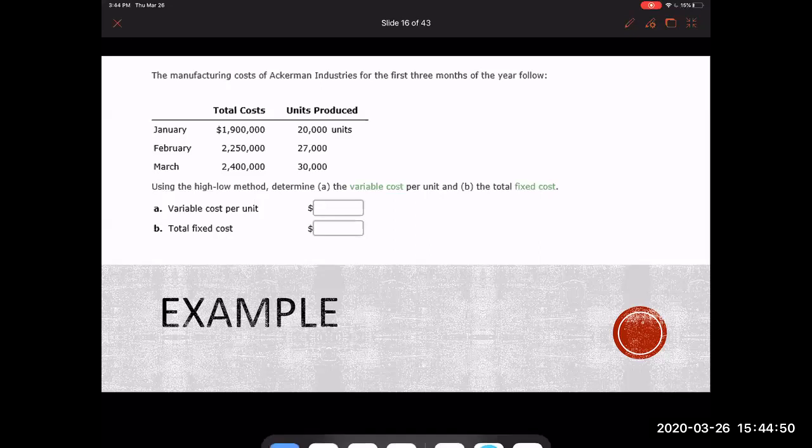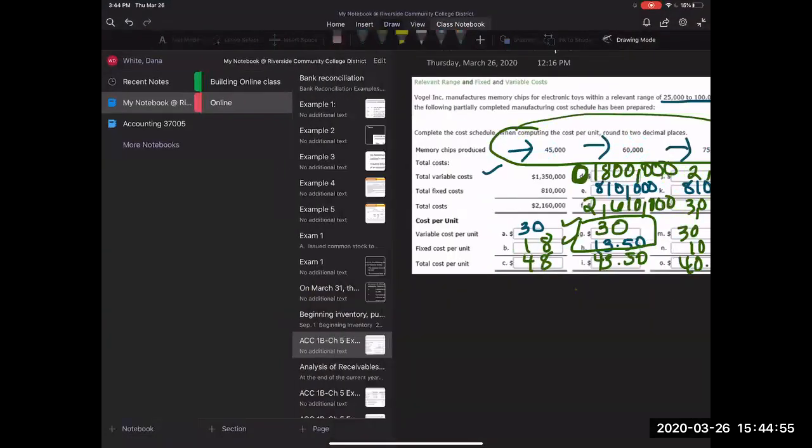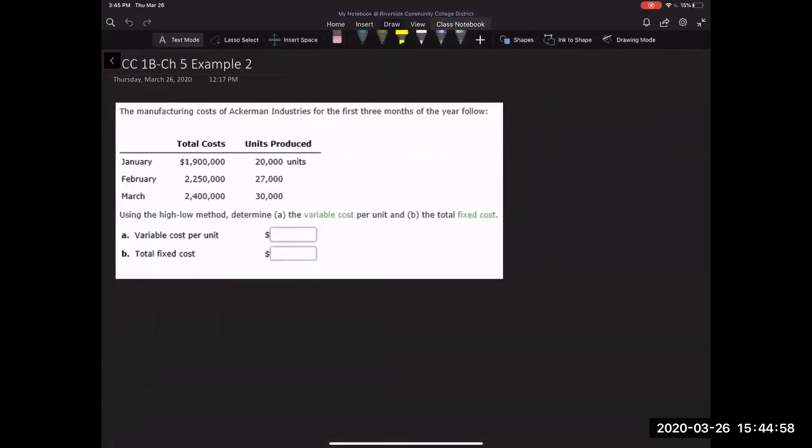So I'm going to switch platforms for a second. All right, so here we are doing the high-low method, and this is example number 2. So if you're following along with the demonstration, here you are, okay? All right, so let's get started. We're given all of this information, and we're being asked to use the high-low method to determine A, the variable cost per unit, and then B, the total fixed cost, okay?